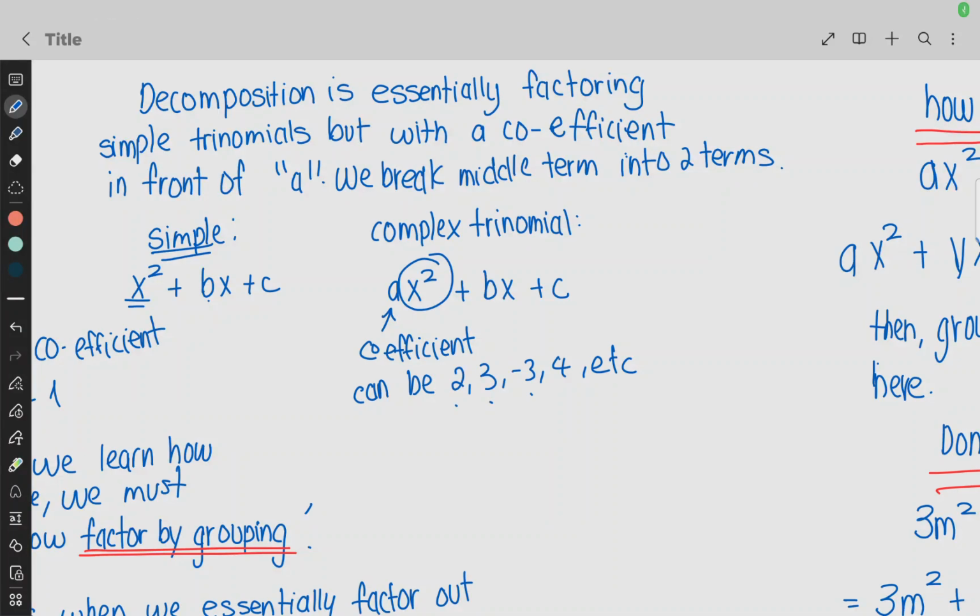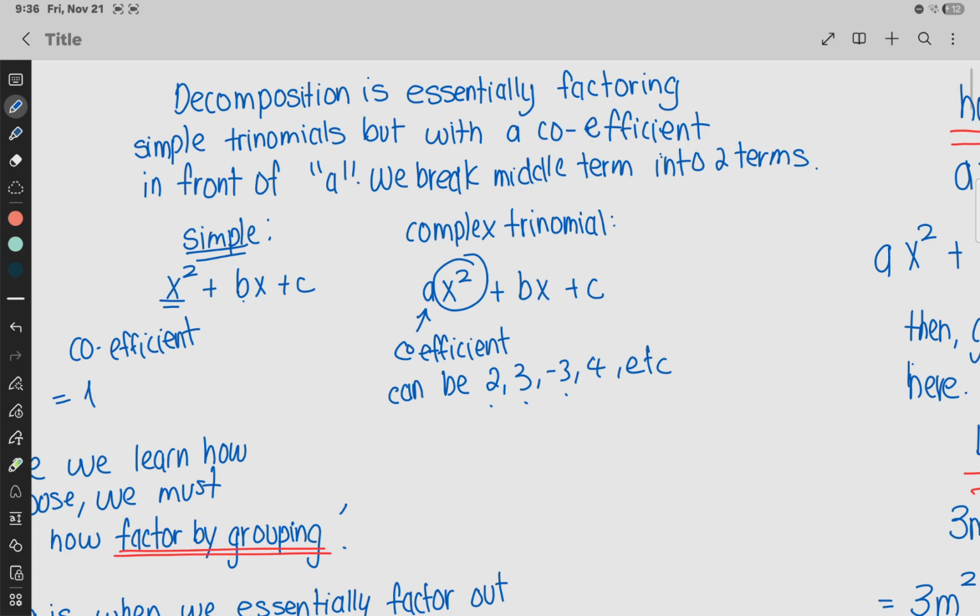Hi guys, this lesson is lesson 6 in the second unit, polynomials, and we'll be covering decomposition. Decomposition is essentially factoring simple trinomials but with a coefficient in front of a. And we essentially break down the middle term into two other terms.